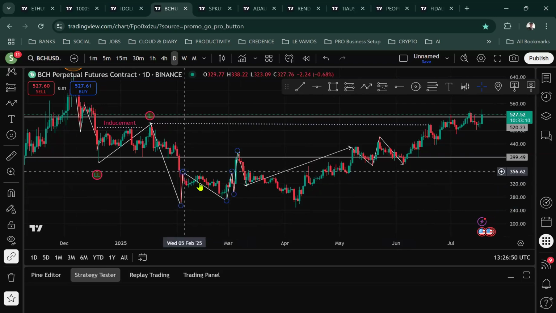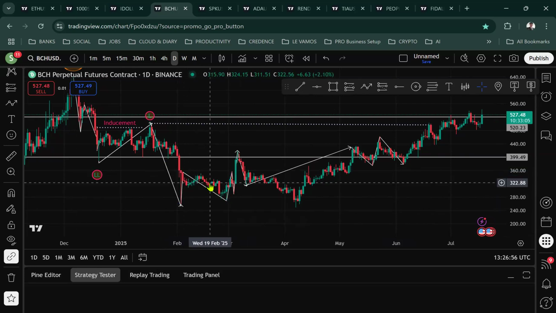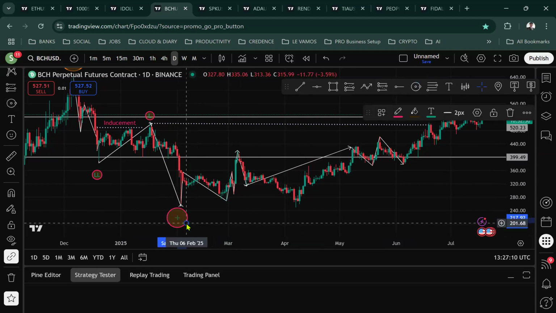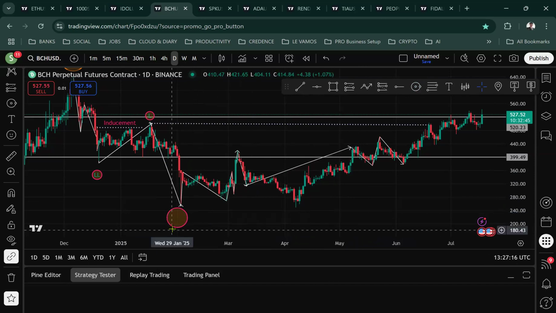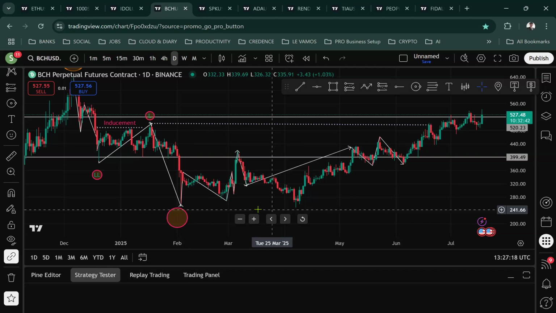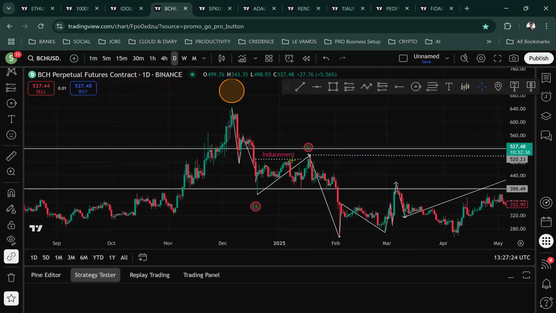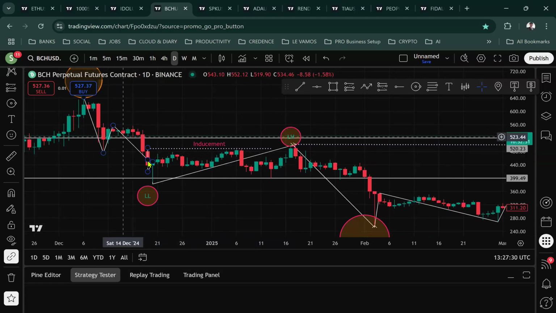Once you identify that, we saw a downtrend to this lowest point, right? Correct, up to here. Okay, that's the lowest point. Now where is the new inducement on this last impulsive move? This is the inducement. This is the inducement.